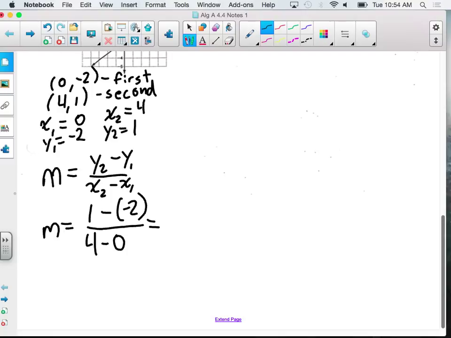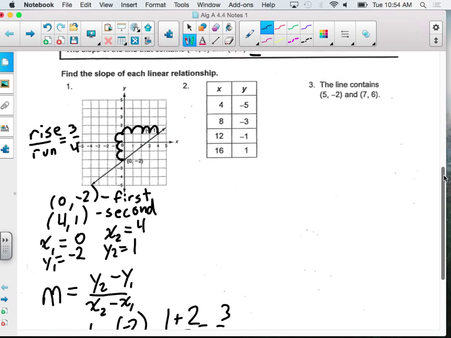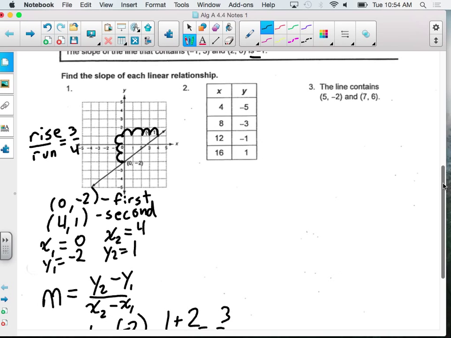And our top one becomes, what's 1 minus -2? 3. Because both of the minus signs cancel out, so we have 1 plus 2 upstairs. So that becomes 3 over 4. So our slope down there is 3 over 4. We said our slope, just by looking at the graph, was 3 over 4. Does that answer look good to everyone? Okay, don't change it.